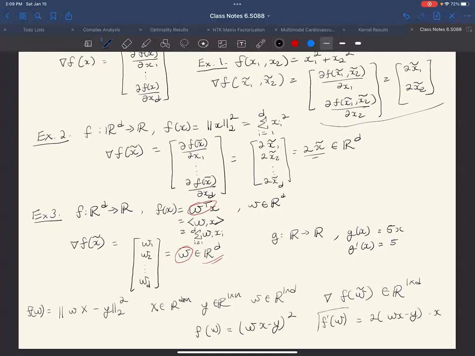So your gradient, of course, should look very, very similar to this in d dimensions, but there will be some extra transposes that you have to keep track of.